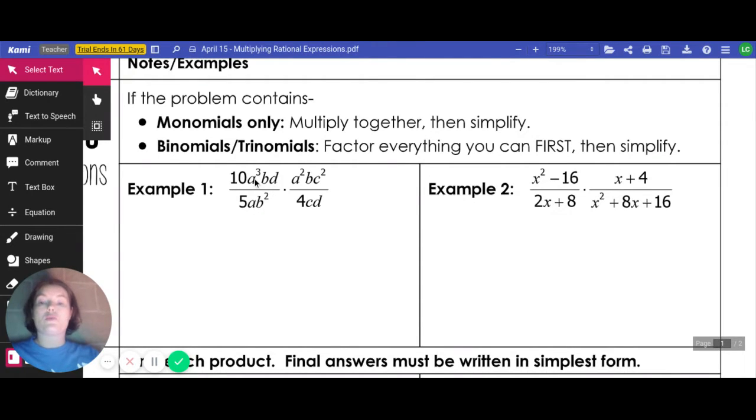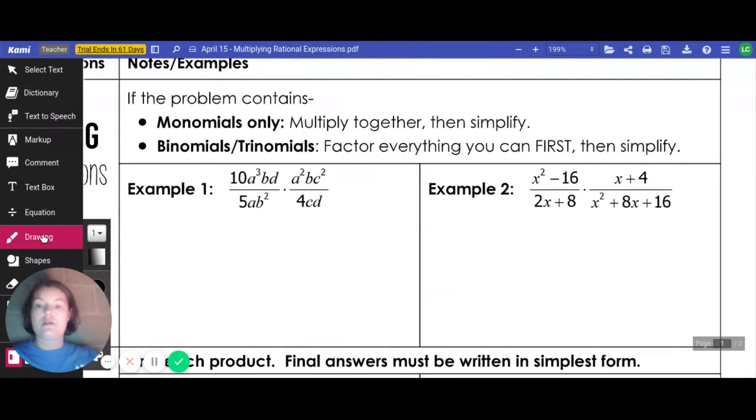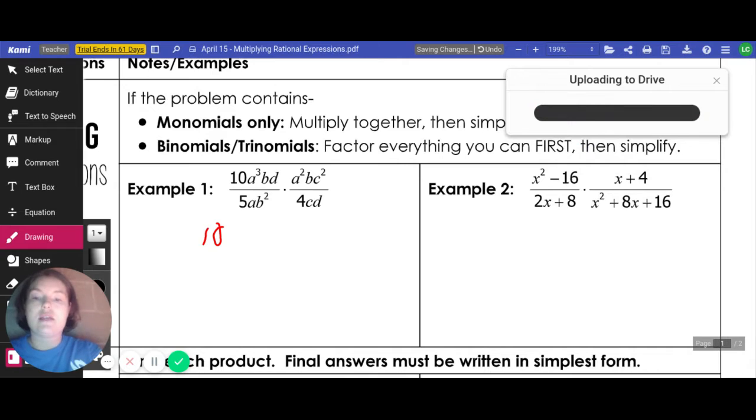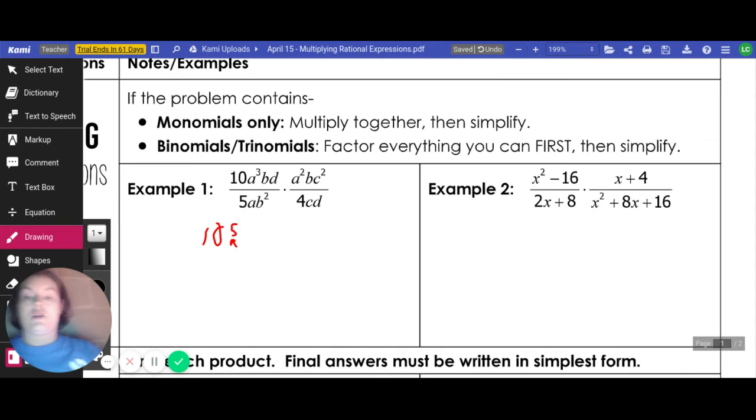So what we're doing is we're basically just following the rules of multiplying fractions. We're going to multiply top times top, and we're going to multiply bottom times bottom. So I'm going to write on this. I'm going to do top times top. 10 doesn't have anything to multiply times, so I'm just going to put a 10. Then I've got a to the third times a squared, and we know that that's a to the fifth. Sorry, my writing's pretty bad. Let me get a little closer. b times b is b squared.